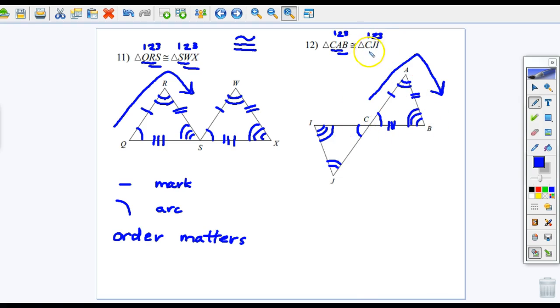Line segment CJ gets you 1. Line segment JI gets 2. It's my second one. Right. And my final line segment that doesn't have any marks gives me 3. Pretty simple? It should be.